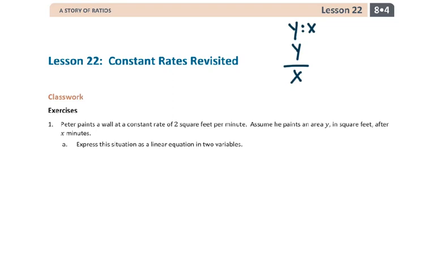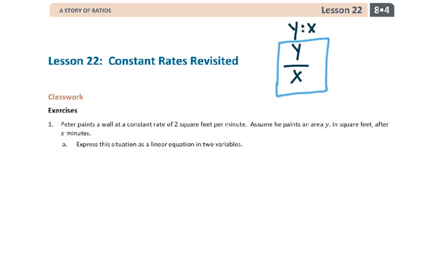So we're comparing two numbers in some way. Today, as we're looking at these story problems and revisiting this idea of constant rates, we're going to use this form right here, y over x, to represent it. So for the first exercise, we would be representing square feet per minute. So y would be your square feet and the minutes would be your x value. I'm going to take you through these problems, so I don't want you to get confused yet. But we're going to revisit this idea of constant rate in terms of linear equations.